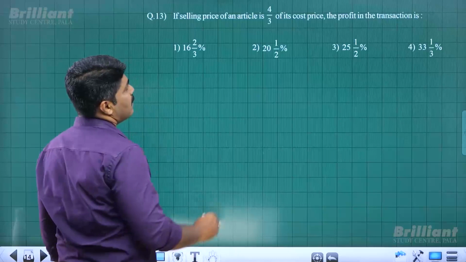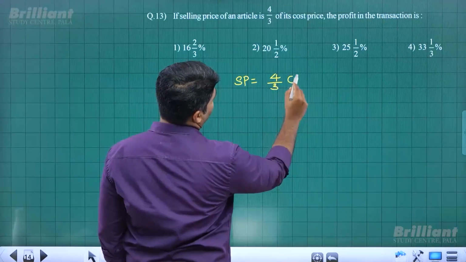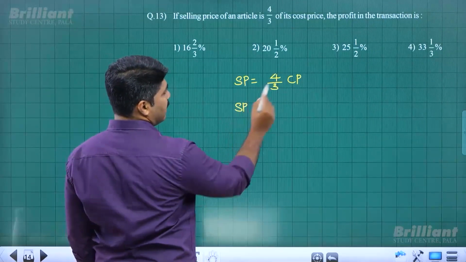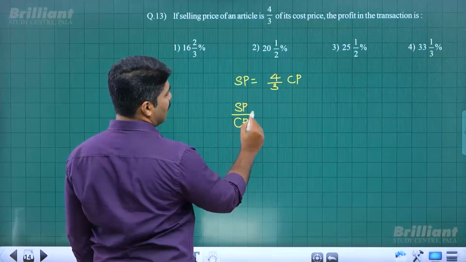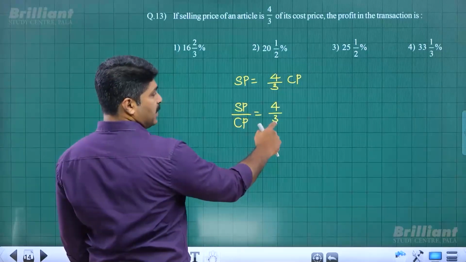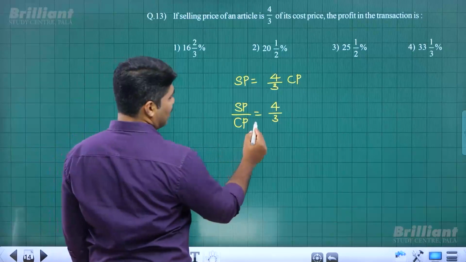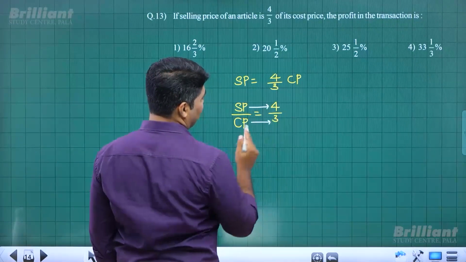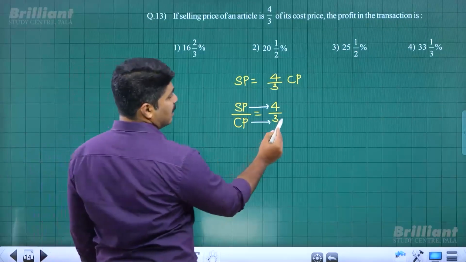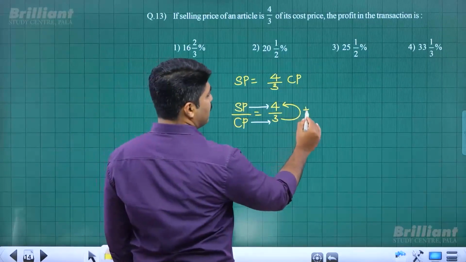The selling price of an article is 4 by 3 of its cost price. We are going to find out the profit percentage. What you can do, we can take the cost price towards the denominator. This is selling price by cost price, that is 4 by 3. Understand, cost price is 3, selling price is 4. So here we are connecting it like this. We are assuming cost price is 3, selling price is 4. If the values are like this, then what is profit? This increase is profit. So here an increase of 1.